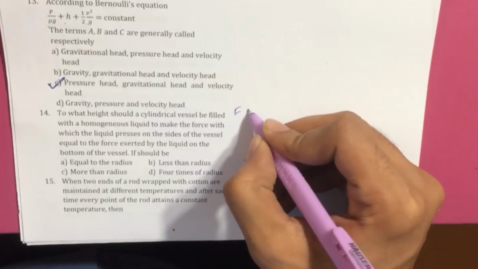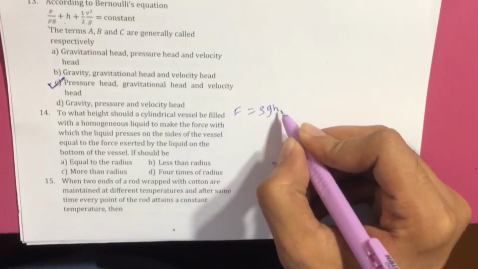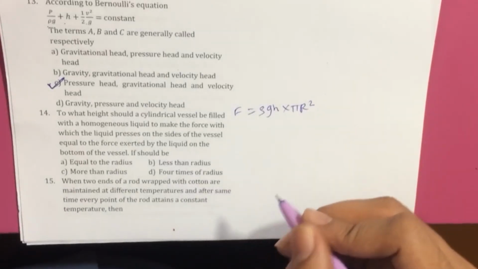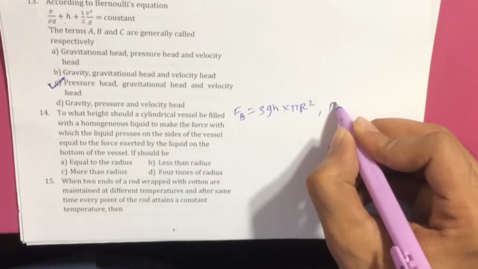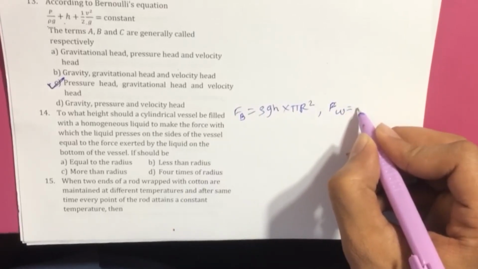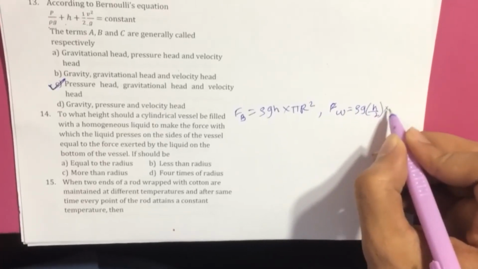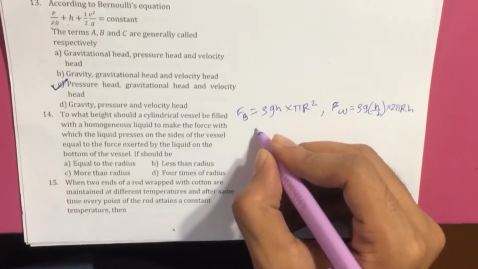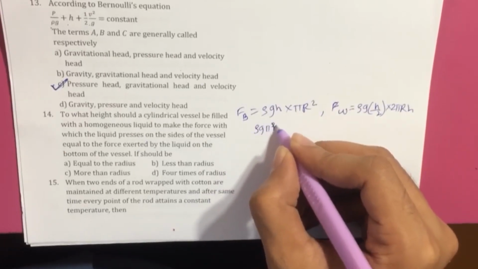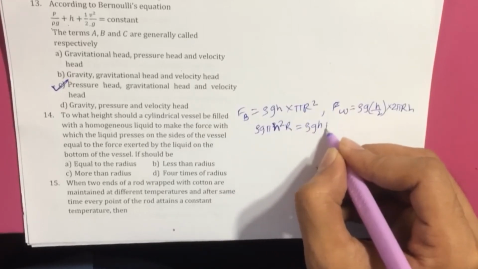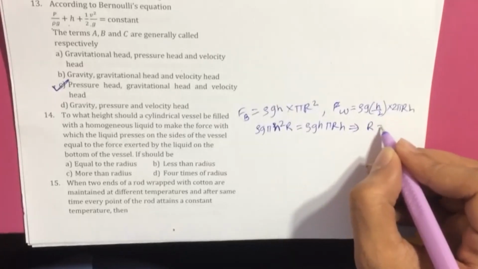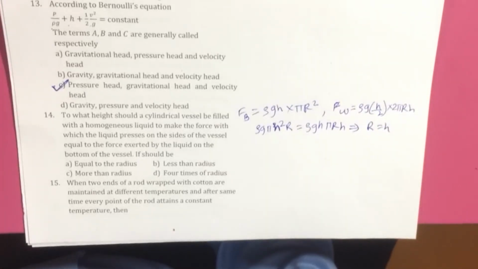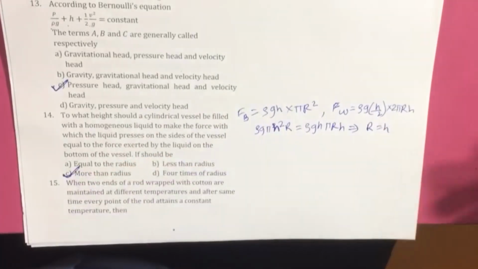So force on the bottom is given by rho g h multiplied by pi r square. Force on the wall is given by rho g h by 2 multiplied by 2 pi r h. Now since both are equal, I will get rho g pi h square r equal to rho g h pi r h. So from this I would basically get r equal to h. So the height when it is equal to the radius is when force at the bottom equals force on the sides. So your correct answer is option C.